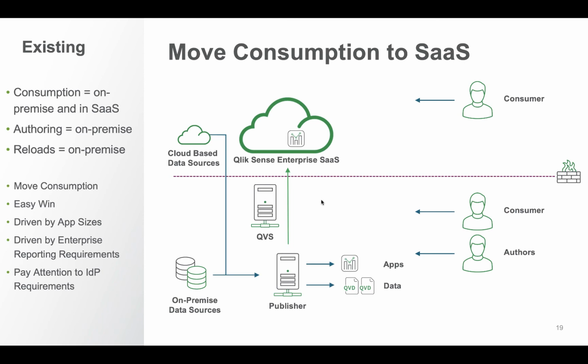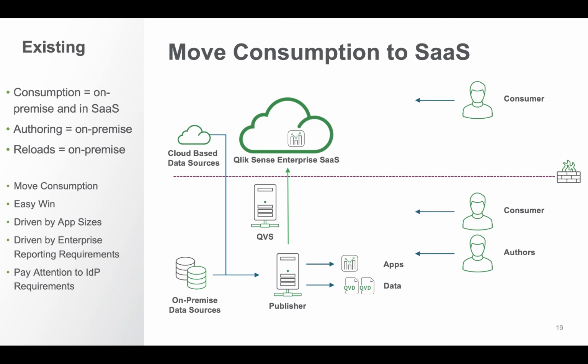This means that your QlikView server hardware footprint can be reduced because it's not doing as much work now that SaaS is picking up the load of your consumers. Now certainly you'd like it to move as many applications as possible, to sunset as much hardware as possible, to take advantage of the SaaS environment as greatly as possible.